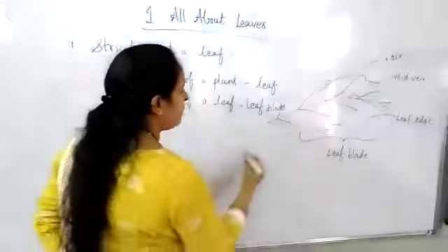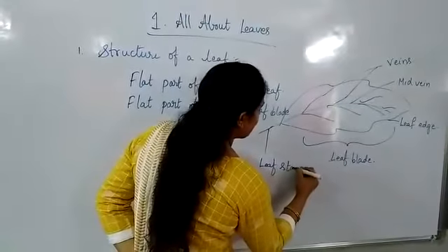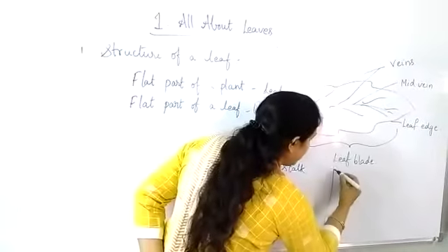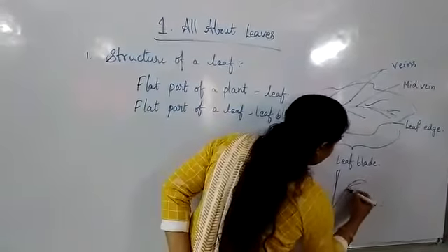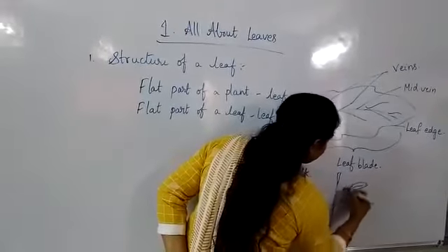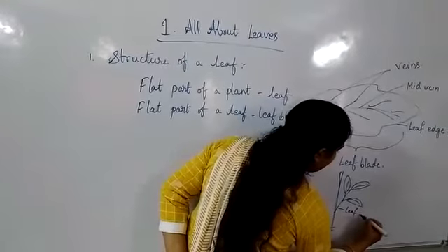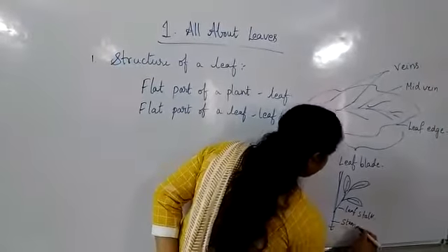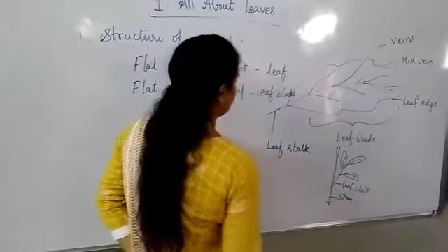And one more important part, what is this? Leaf stem. What is a leaf stem? A leaf stem connects the leaf to a stem. Just imagine, if it is a plant, this is stem. This is leaf stem. What is this? This is stem. So here, a leaf stem connects the leaf to a stem. Okay, this is the structure of a leaf.